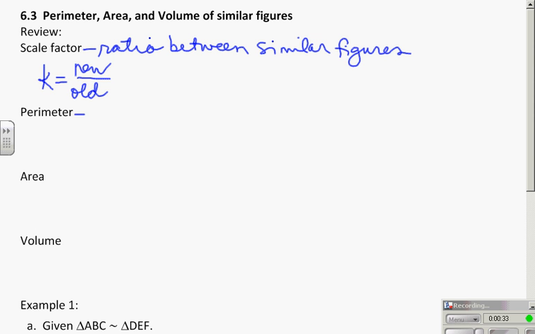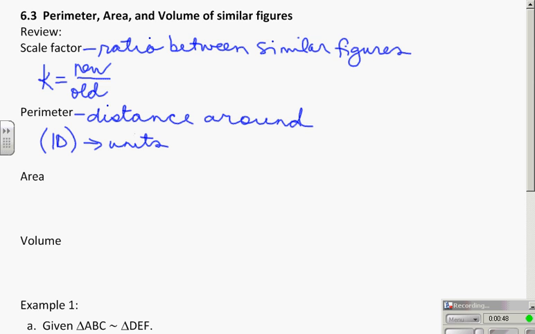Now, perimeter is a review term, and that is we typically talk about the distance around something. But what's important for us at this level is that this is a one-dimensional concept, and we always label it units.